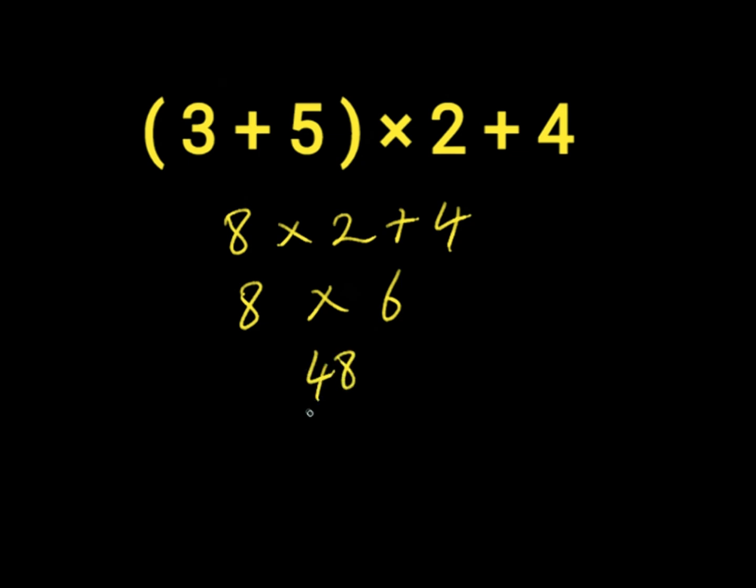48 is the wrong answer to this expression because we did not work with the order of operations, which is PEMDAS. In PEMDAS, we have parentheses, exponents, multiplication, division, addition, and subtraction. Multiplication and division have equal priorities, as do addition and subtraction, working from your left to your right in order to arrive at the correct answer. Let's solve the right answer to this expression.